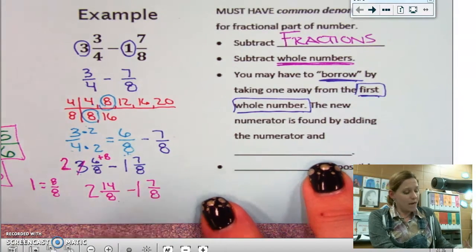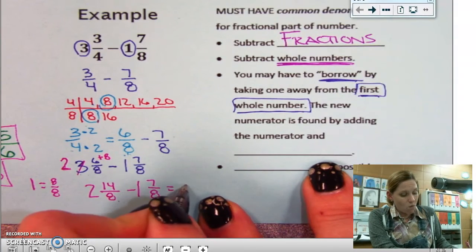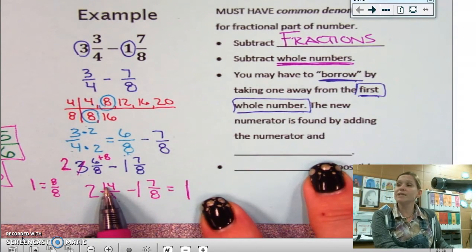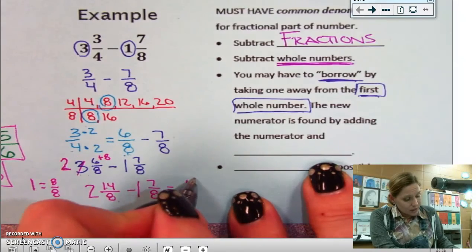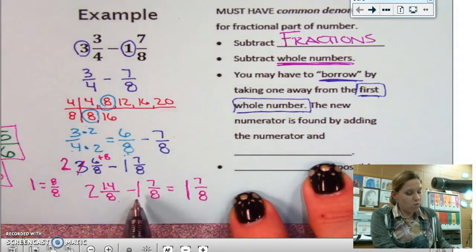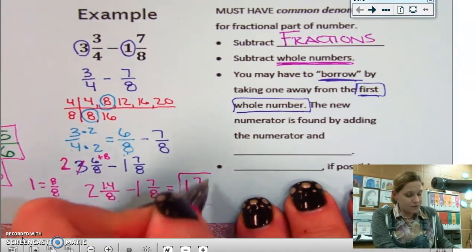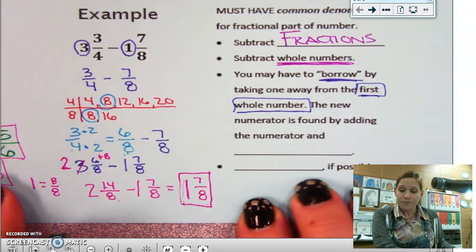So 2 minus 1 is 1. And 14 minus 7 is 7. So we have 1 and 7/8 as our final answer.